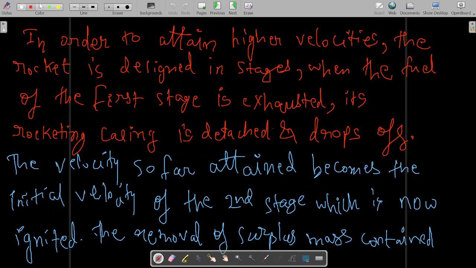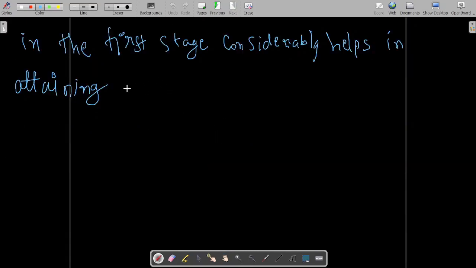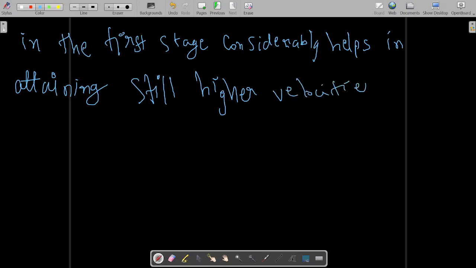The velocity so far attained becomes the initial velocity of the second stage, which is now ignited. The removal of surplus mass contained in the first stage considerably helps in attaining still higher velocities. This process continues depending on the number of stages.